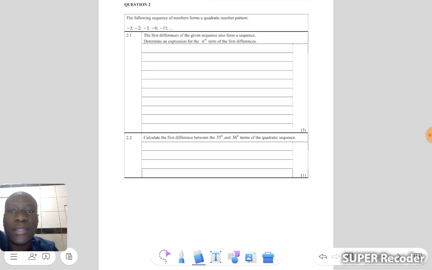So 2.1, the first difference of the given sequence also forms a sequence. They are saying that the first difference of the given sequence also forms a sequence. Determine an expression for the nth term of the first difference. This question is like taking us back to arithmetic sequence where we only have a first difference that is constant. So let's do it.